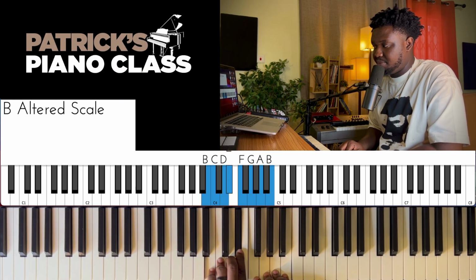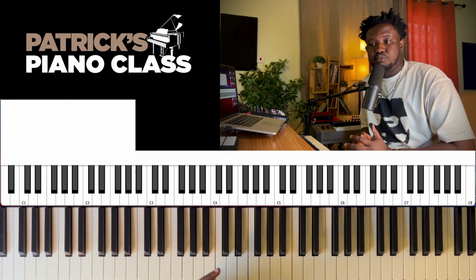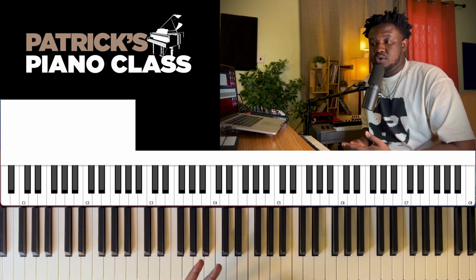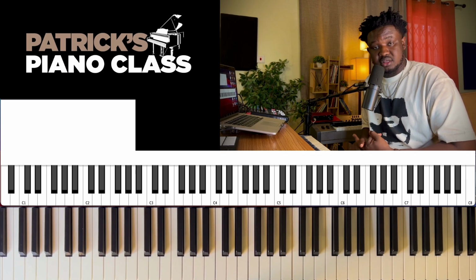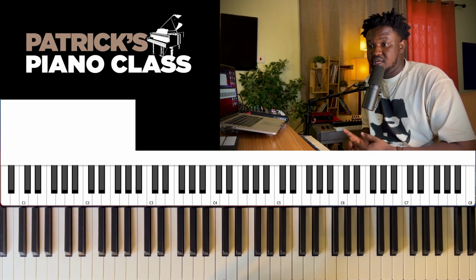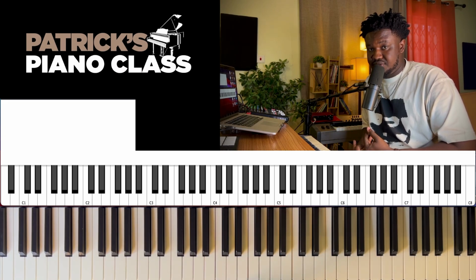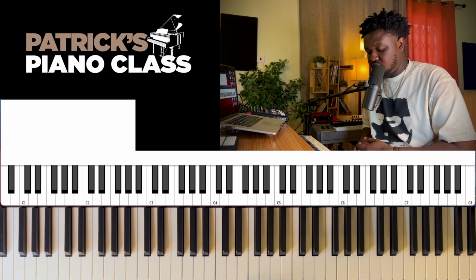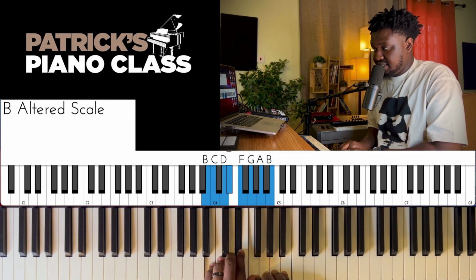Looking at it from B. And in theory, anytime you have both a minor third and a major third existing in a scale, you consider the major third to be the third and consider the minor third to be a sharp 9. So in theory, anytime you have a scale or a mode that has both a minor third and a major third, you consider the major third as a third, and the minor third as a sharp 9. So in this case, this is going to be a sharp 9.